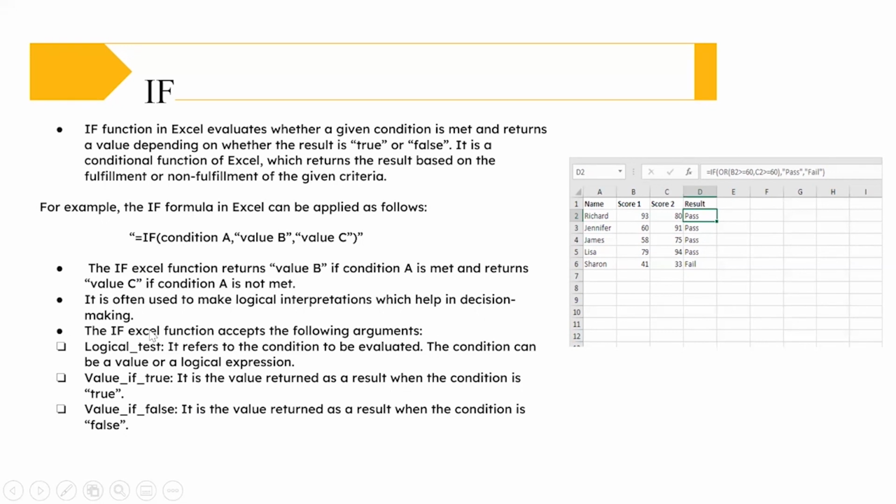The IF Excel condition accepts the following arguments. First is the logical test, which is the condition to be evaluated. The condition can be a value or a logical expression. Then value if true, which is the value returned as a result when the condition is true. Then value if false is value C here, which is the value returned as a result when the condition is false.